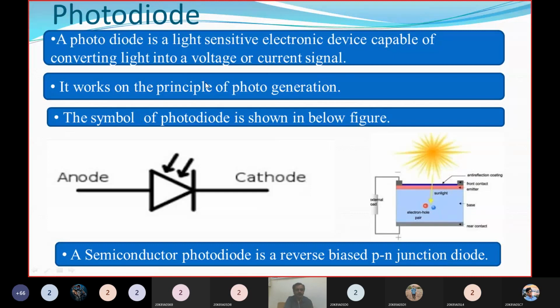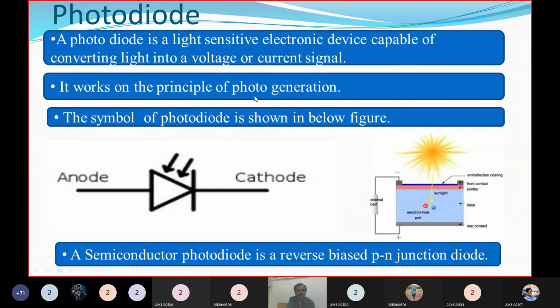Now it works on the principle of photo generation. Already we know what generation is. Generation means breaking the covalent bond. When we supply photons to the semiconducting material, that material absorbs the energy and the covalent bonds break. If a covalent bond breaks, what happens? An electron hole pair will be generated.